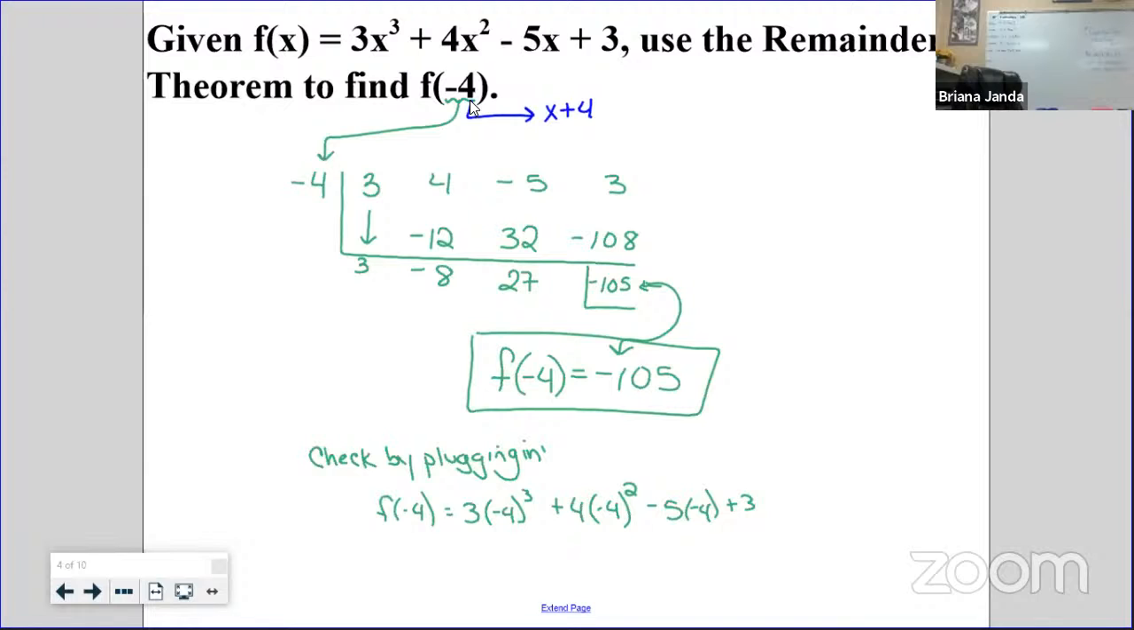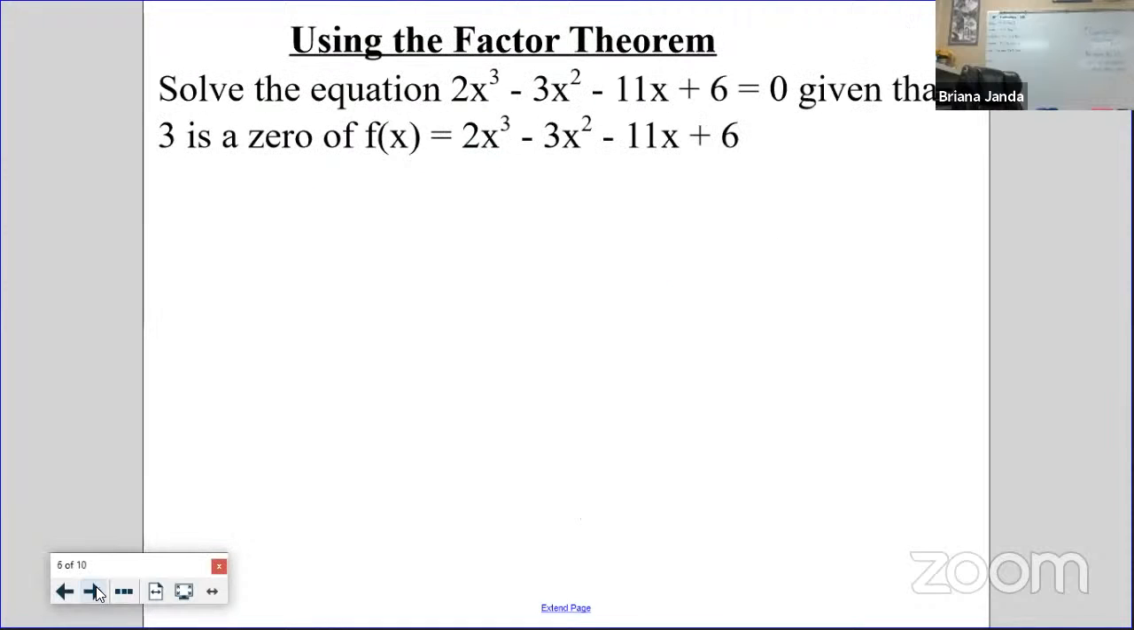Great. The factor theorem is saying, okay, well, if that remainder is a 0, this is also a factor of this polynomial, meaning if I can get it into fully factored form, I would see an x plus 4 as one of those. That's also where it would hit my x-axis when I go to graph it. So putting all of those things kind of together.